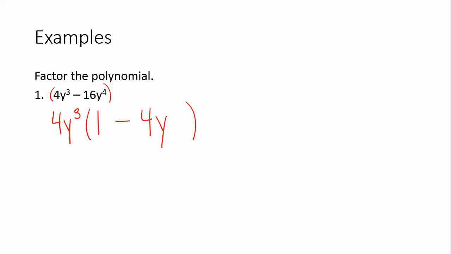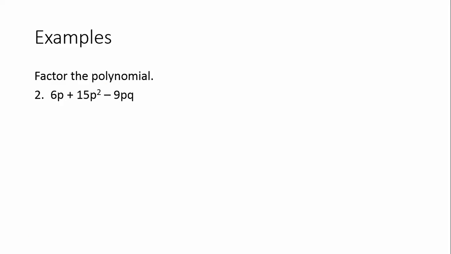Basically, factoring is the distributive property backwards. Now, if you were to redistribute the 4y cubed back through the parentheses, do you get your original answer? Well, 4y cubed times 1 is 4y cubed. 4y cubed times a negative 4y would be a negative 16y to the fourth, because remember, we add our exponents. And once we look at a few examples, this will start to make more sense.